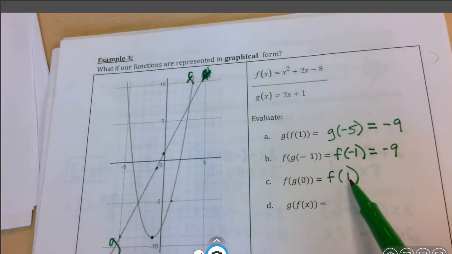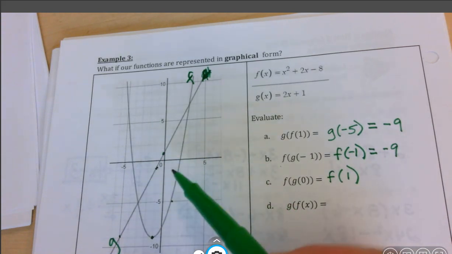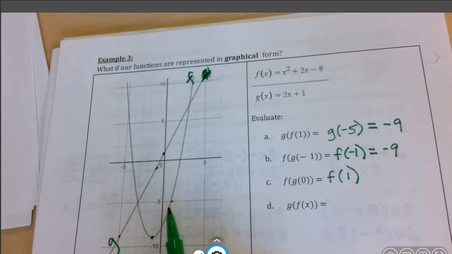Okay, now we're going to find 1 on our x-axis. And we have to go to function f, which is the parabola. So we go down. And when x is 1, y is how much? -5.